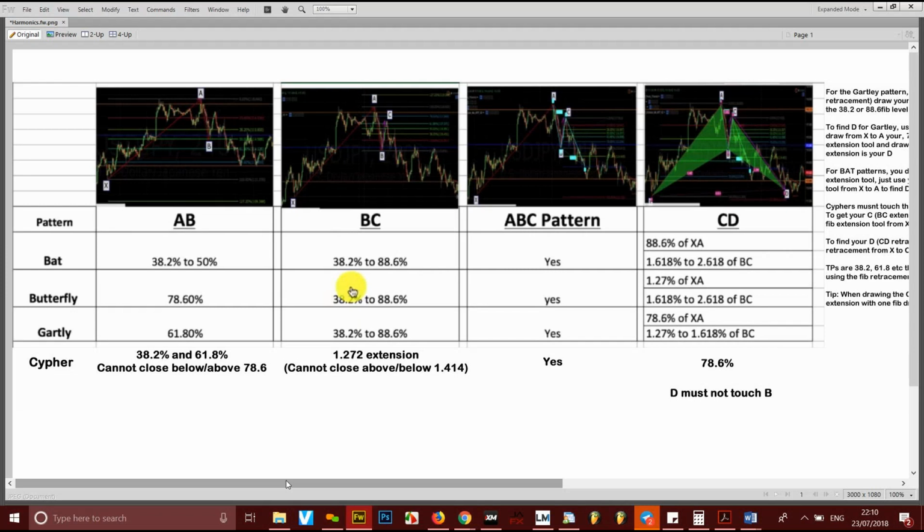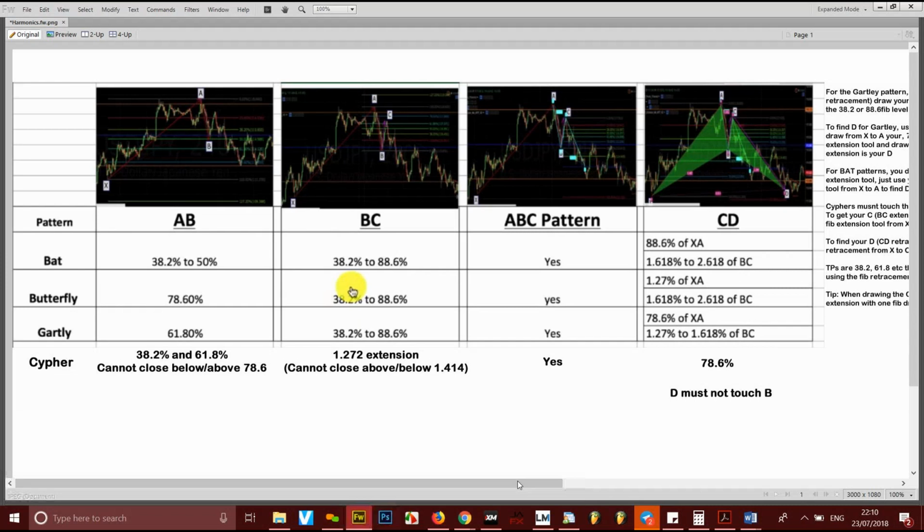Presently, I'm only working with the Bat, the Gartley, and the Cipher pattern. Cipher happens to be one of the ones that offer a higher level of accuracy, and it's widely used. So the Cipher pattern is one of my favorite patterns. But you can also pick any. The butterfly, I don't really trade it, but it's good to know them. There's the shark as well, but I don't even touch it at all.